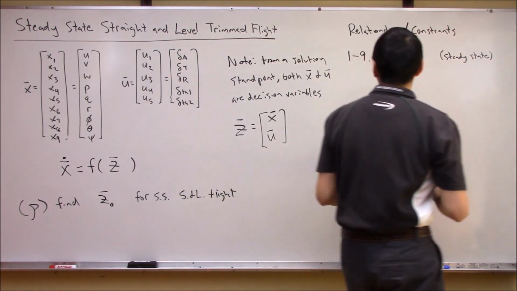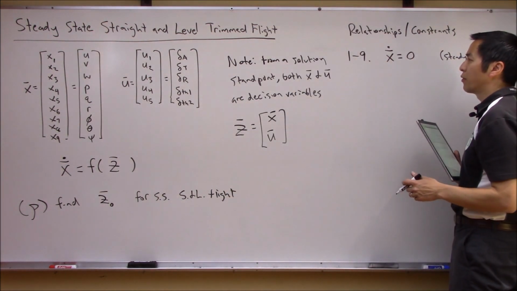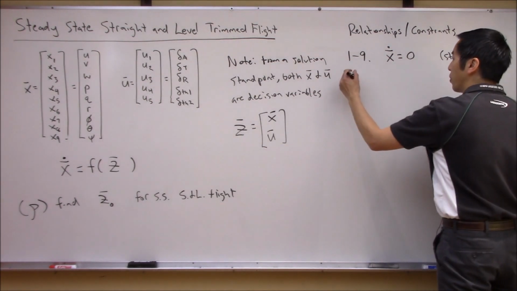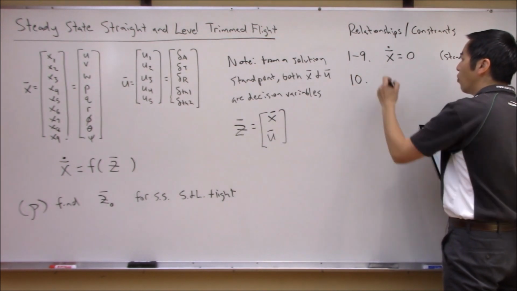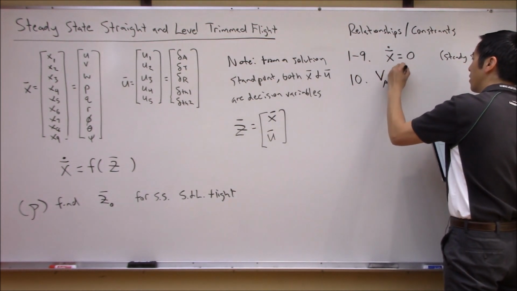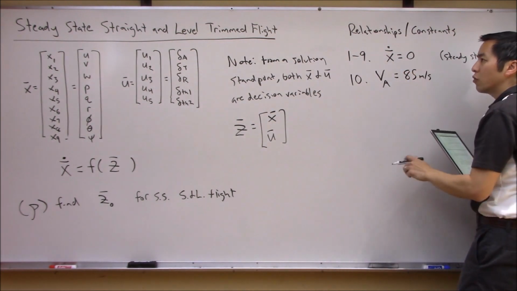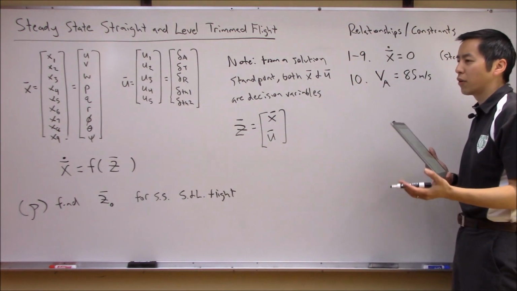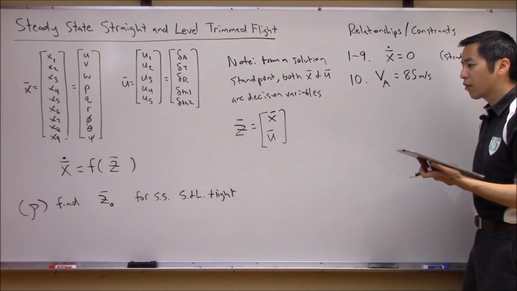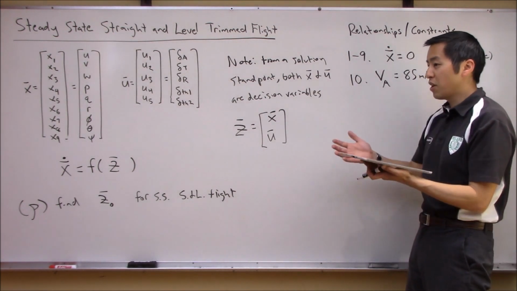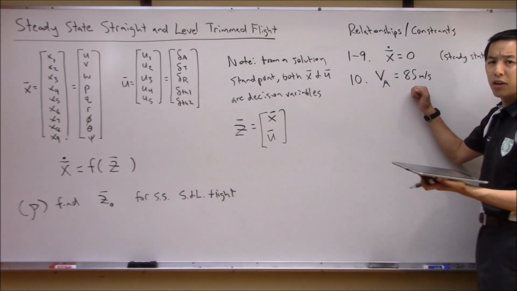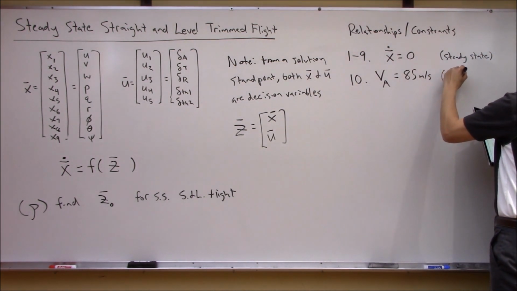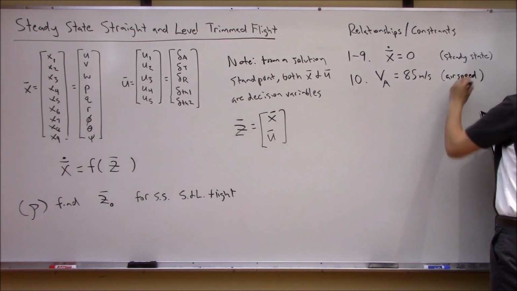Okay, what else can we do? Steady state, straight and level trim flight. Well, we can probably pick an airspeed that we want the aircraft to be flying at. So how about constraint number 10? I want the airspeed, let's call it VA, to be 85 meters per second. That's not explicitly stated in our English sentence, but all of you who are pilots or have flown an aircraft know that you can trim the aircraft so that it's flying slow, medium, fast, and anywhere in between. So let's just pick an arbitrary value, okay? We're putting a constraint on airspeed. I want to be flying at 85 meters a second, okay?